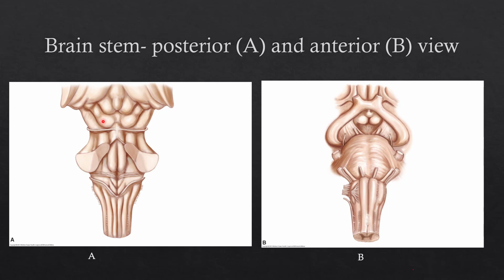Looking at the posterior aspect, one main feature that we would want to appreciate here is the superior and the inferior colliculus. The superior colliculus is mostly associated with receiving the visual input, and the inferior colliculus is responsible for receiving the auditory input. So this is basically the midbrain, and this is the pons and the medulla.